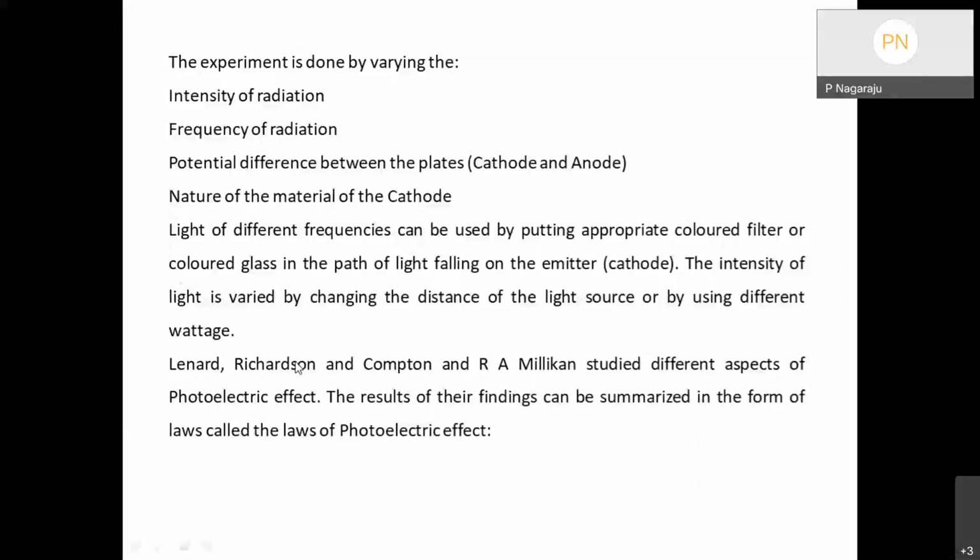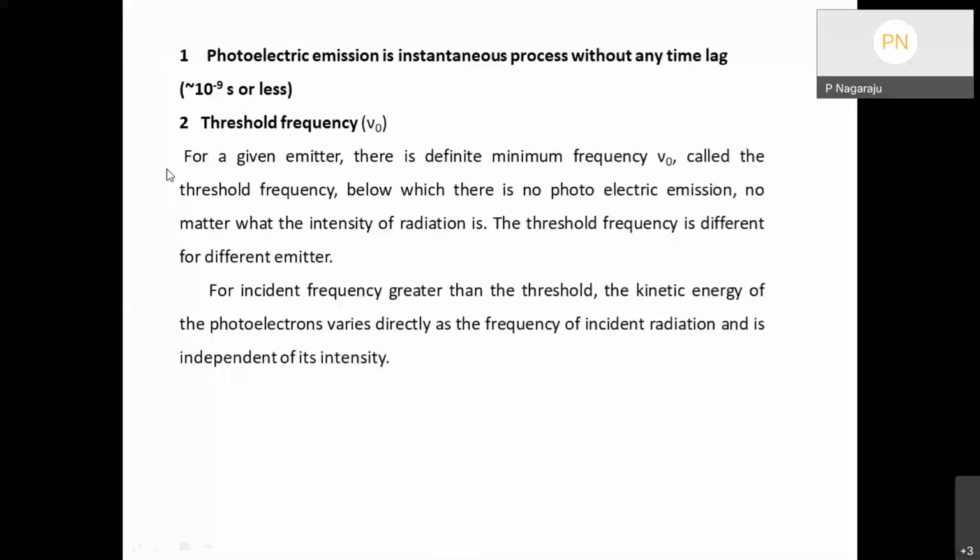And several scientists have done that experiment: Lenard, Richardson, and Compton, R.A. Millikan. In fact, R.A. Millikan did the photoelectric effect experiment later, in the year 1916. I will come back to that. They studied the different aspects of the photoelectric effect. The results of their findings can be summarized in the form of laws called the laws of photoelectric effect.